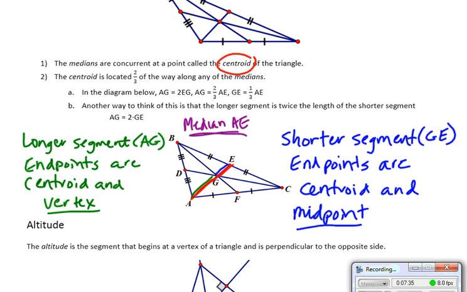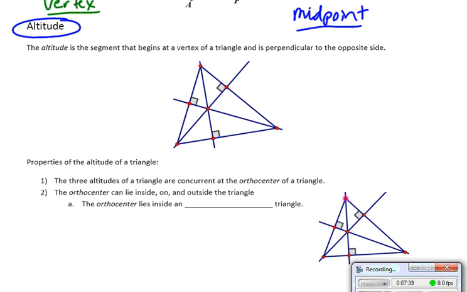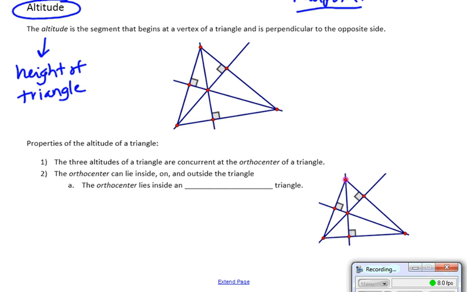Now let's look at our final one, and that is the altitude. The altitude is the segment that starts at a vertex and goes perpendicular to the opposite side. This is often the height of your triangle. Let's look at the properties of our altitudes. The altitude's point of concurrency is called the orthocenter of our triangle. So keep in mind we have a circumcenter, an incenter, a centroid, and an orthocenter.